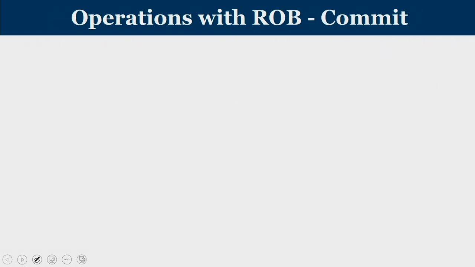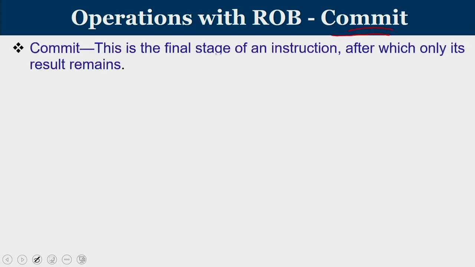Now, let us look into this additional last stage called commit. In the commit stage, it is the final stage of an instruction after which only its result remains. So, once an instruction is committed, meaning the memory or registers are updated, you cannot revoke this action anymore. Commit happens only if you are sure that an instruction is no longer speculative.